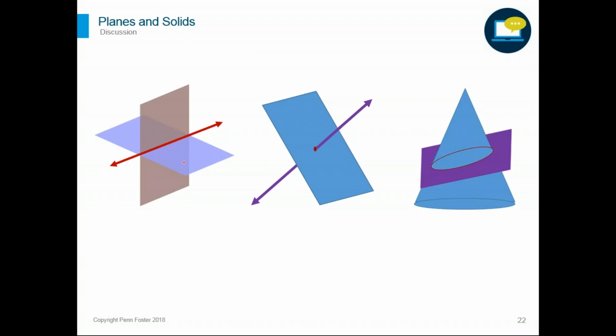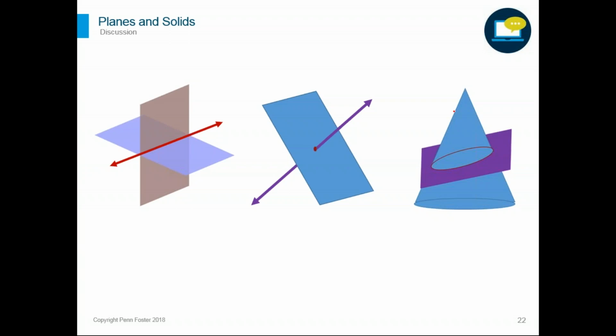What is the intersection? Think about a sheet of paper, that would be the plane, and a pencil, and you put the pencil through the paper. What would be the intersection? The intersection would be the red point here. That would be the intersection, a line with a plane intersecting at a point.